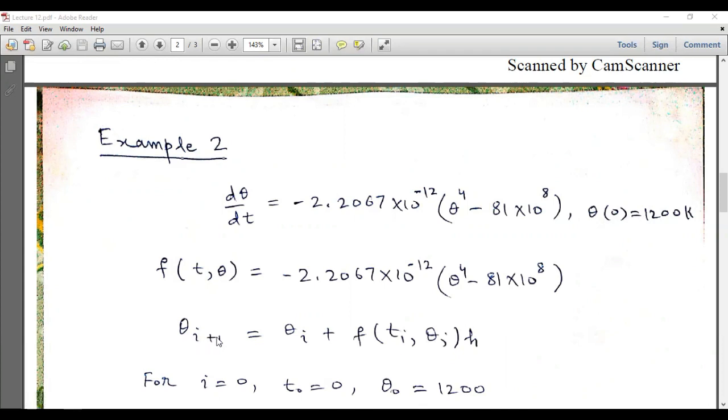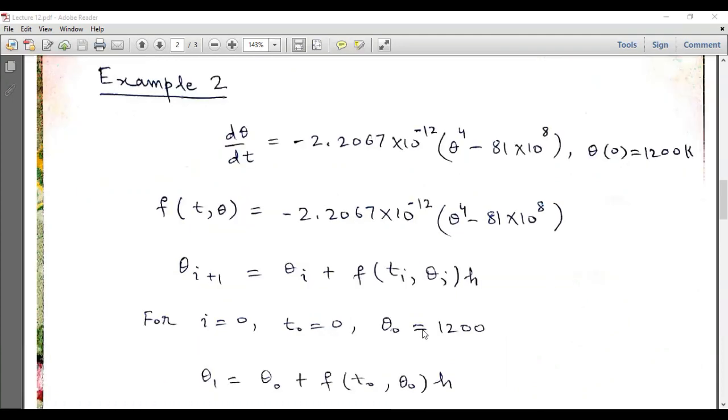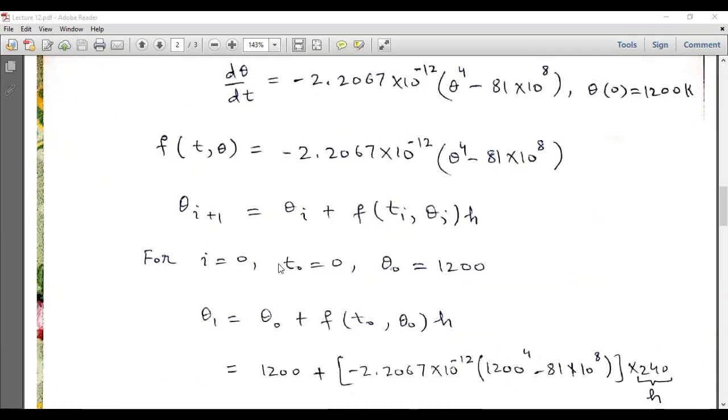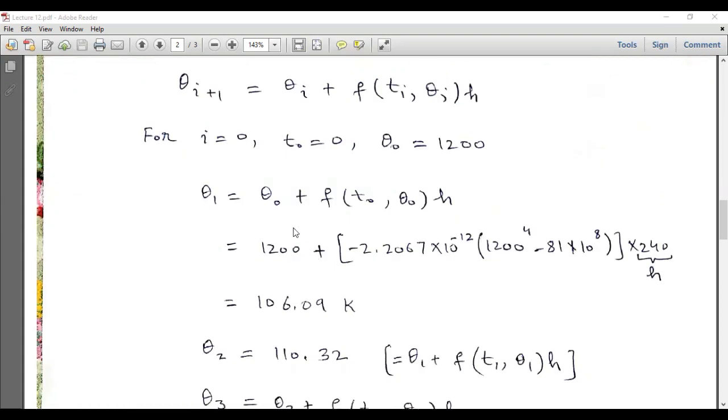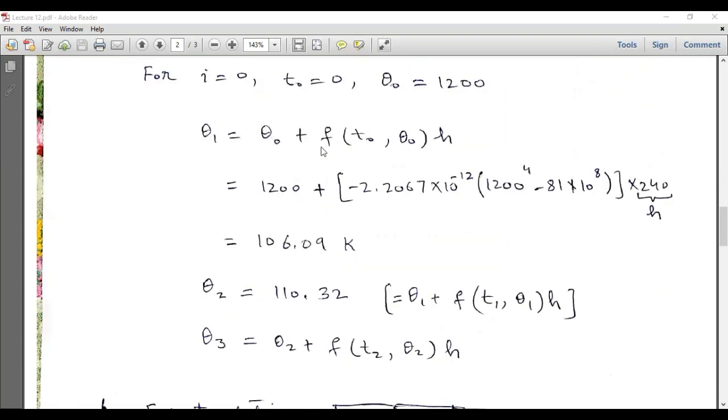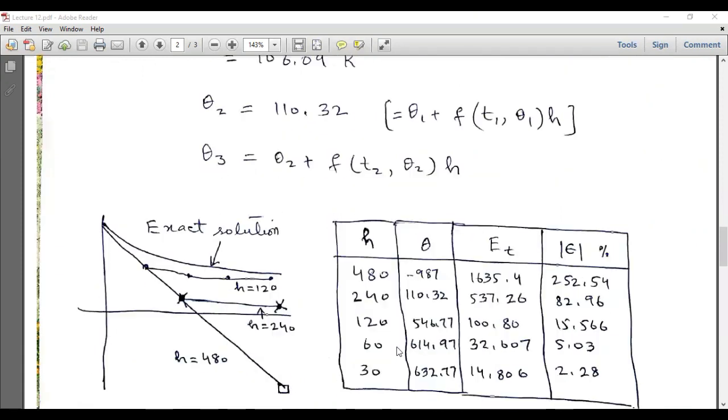So theta i plus 1 will be written as theta i plus f of t i, theta i into h. h is the step size, and i is equal to 0, t naught is equal to 0, and theta naught is equal to 1200. So theta 1 will be equal to this expression, and put the values of theta naught, evaluate this function at t naught, theta naught, and h is kept as 240. So theta 1 is equal to this. Similarly, we can evaluate theta 2, which is equal to theta 1 plus f of t1, theta 1 into h, and that will be equal to 110.32. And similarly, we can evaluate theta 3, and all these values are actually summarized in this table.